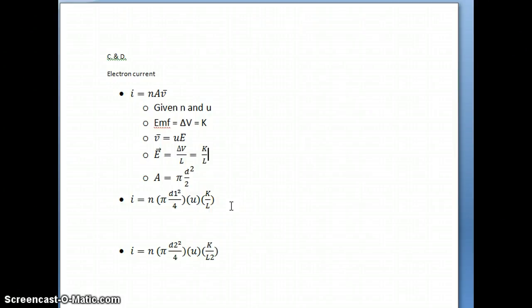Then it asks us to find it as if it's coming from the battery and it's going straight into the smaller section of the wire. Basically, what we would do is just sub in the cross section and the length for the smaller parts of the wire. So you will change D1 to D2 and L1 to L2.